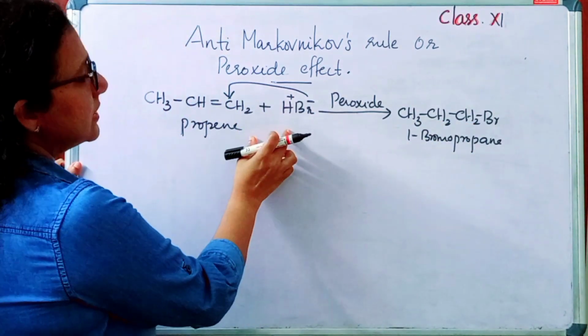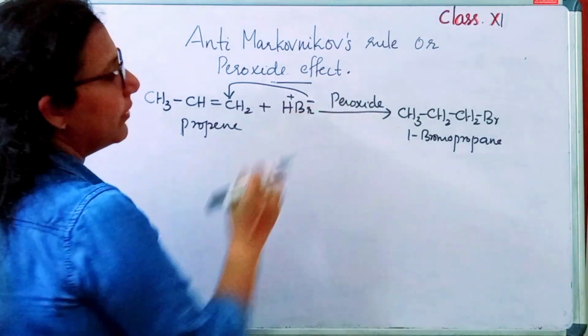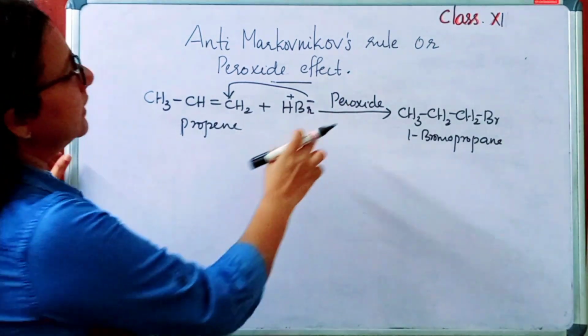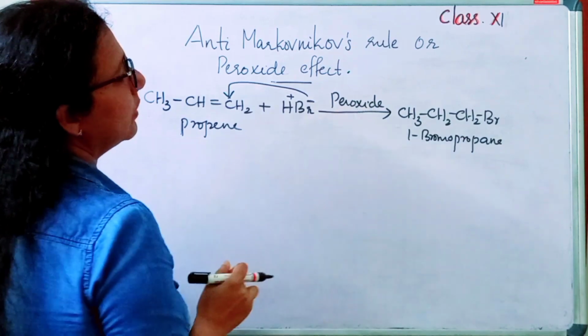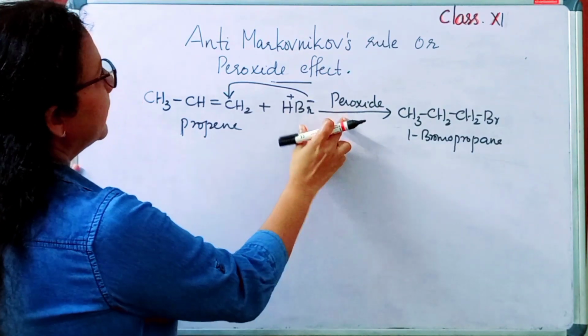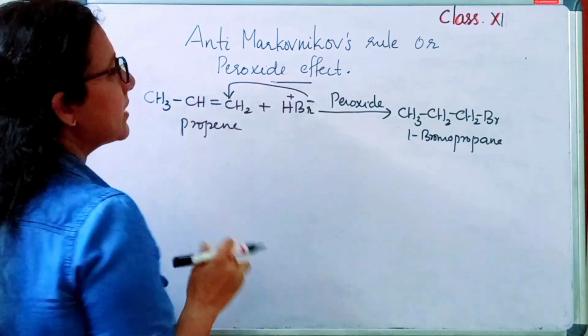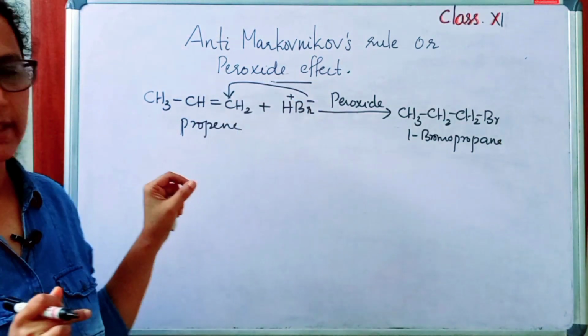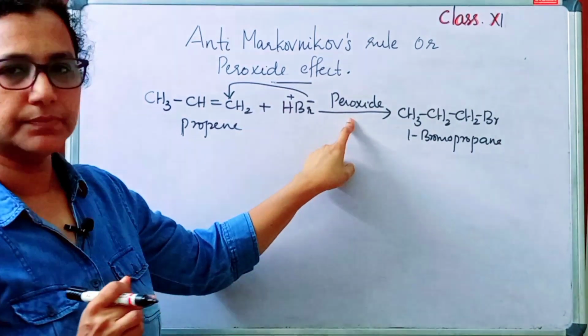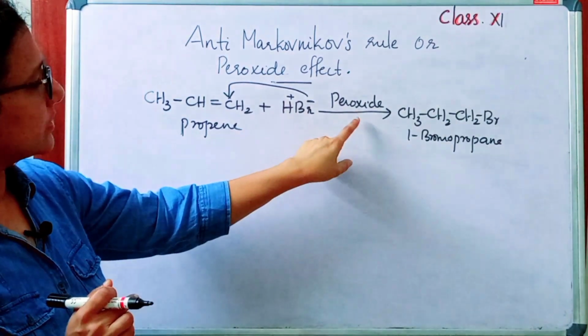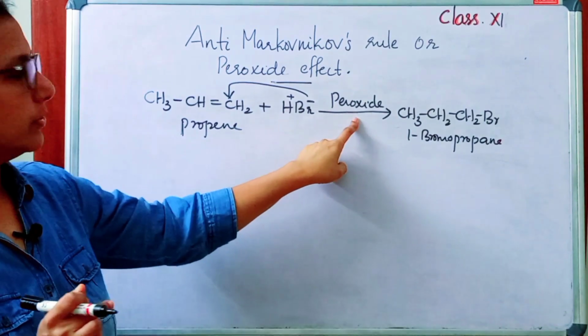So this reaction takes place in presence of a peroxide. So presence of peroxide is needed in this reaction, and this reaction is also called a peroxide effect. So why is it called a peroxide effect? Because there is presence of peroxide. So presence of peroxide is needed for this reaction.